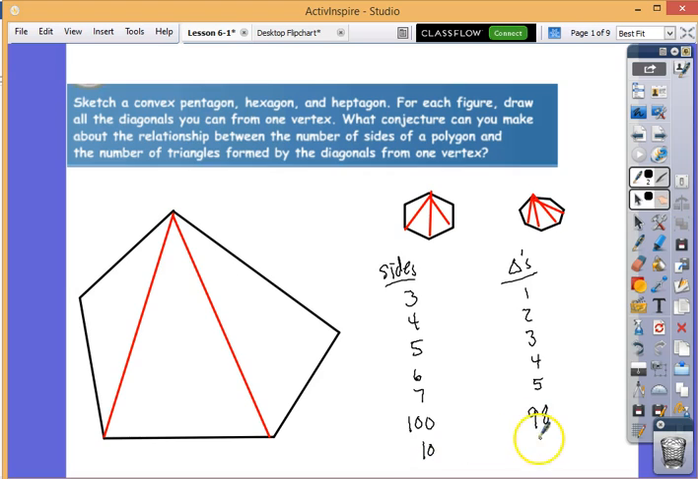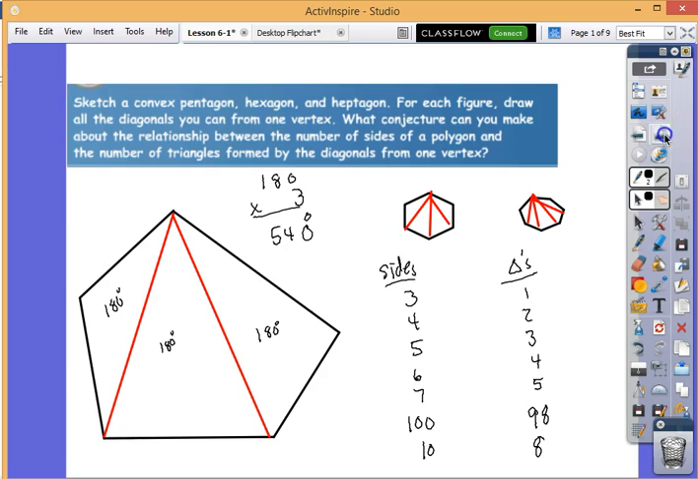So a 10-sided figure would have how many interior triangles? 8. And remember, inside the triangle, we have 180 degrees as the sum of its interior. So if I know how many triangles are inside, I can determine by multiplying that number by 180 how many degrees are inside. So that would be 3 times 180 is 540 degrees for a pentagon.